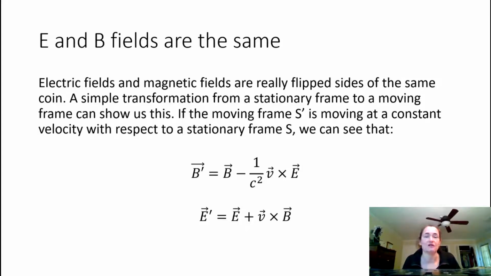B prime, the magnetic field from the perspective of the moving frame, is equal to B minus 1 over c squared times v cross E. Of course, here c is the speed of light, 3 times 10 to the 8th meters per second, v is the velocity of the moving frame, and E is the electric field in the stationary frame. You can write your electric field from the perspective of the moving frame, E prime, and that's going to be equal to E plus v cross B, where E is the stationary frame's electric field, B is the magnetic field from the stationary frame's perspective, and v is the velocity vector.